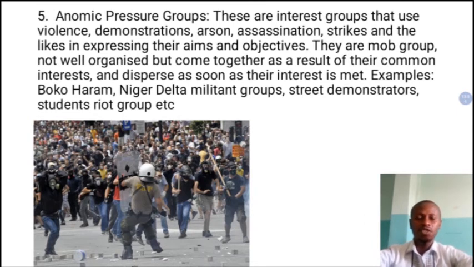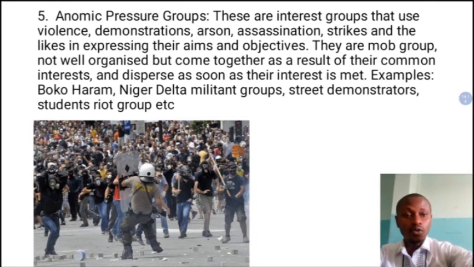People that live in the same street can come together if they have a common reason. Probably there is a blackout for 1 week, 2 weeks, 1 month, and everybody is angry. They come out, and before you know it, they are moving straight to the company that is supplying them with power. And before you know it, they can destroy property. They can fight. But as soon as their interest, their request, is attended to, that is the end. So that is what we call an anomic pressure group.